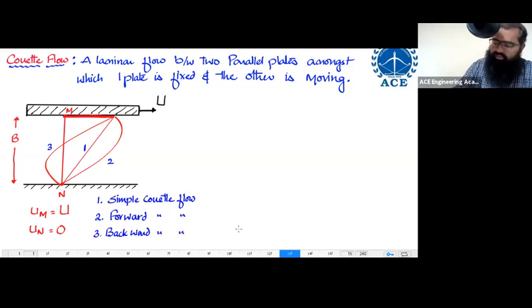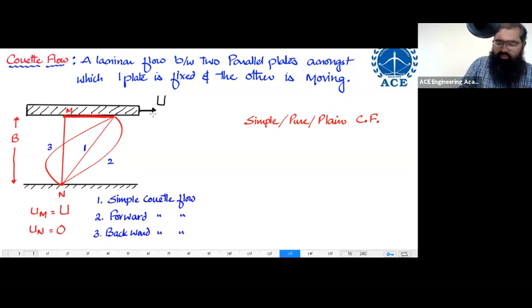Okay. Let us now talk about simple Couette flow. Let me now concentrate only on simple Couette flow. This simple Couette flow has some more names. It is also called pure Couette flow or plain Couette flow. So let me do one thing. I'll write simple or pure or plain Couette flow.